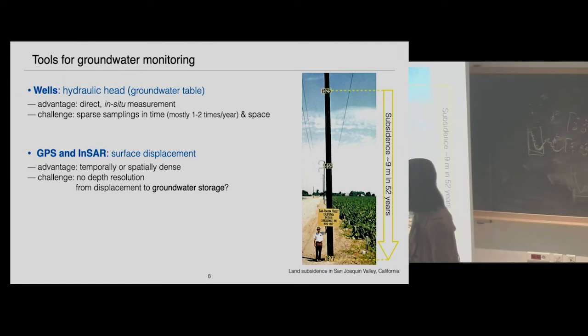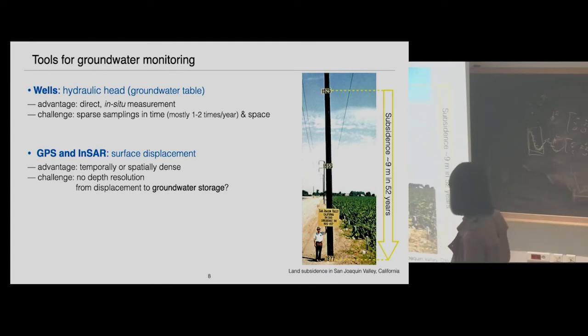In recent years, GPS and InSAR have emerged as very appealing tools for hydrologic monitoring. And the idea is shown in this example. This is the San Joaquin Valley in central California, where the groundwater depletion has been excessive due to heavy agricultural purposes. On this picture, the signs on the pole show the altitude of the land surface at different years. You could see the ground surface was around here in 1925, but was around here in 1977. So it indicates about 9 meters of subsidence over half a century, which is quite dramatic.